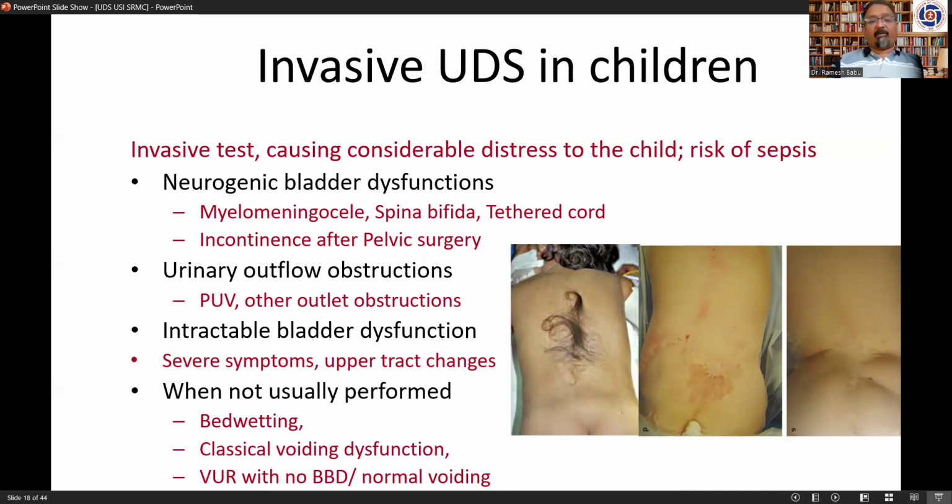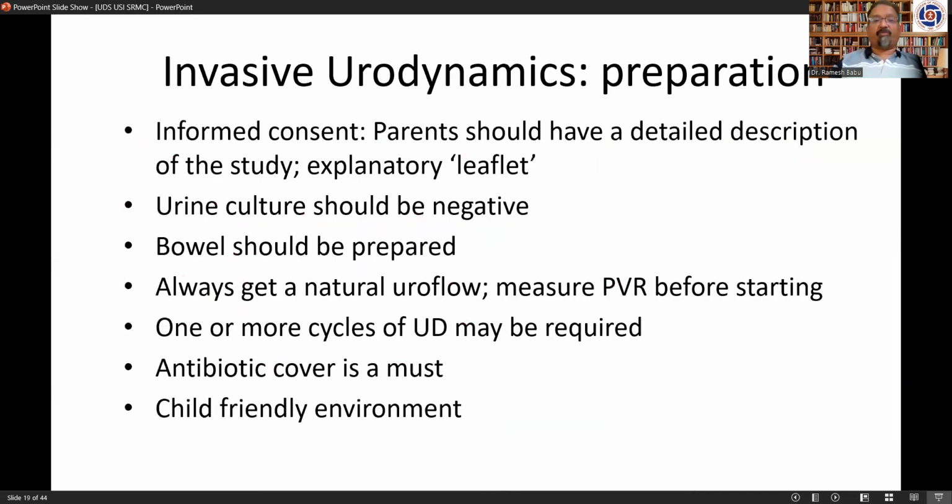When it is typically not required: a child with bedwetting, or a classical voiding dysfunction where uroflow EMG alone is enough, or a child with VUR with no bladder dysfunction. We don't do urodynamics in all VUR patients, but if there is evidence of bladder wall irregularity, or suspicion of bladder dysfunction, only then do we do it.